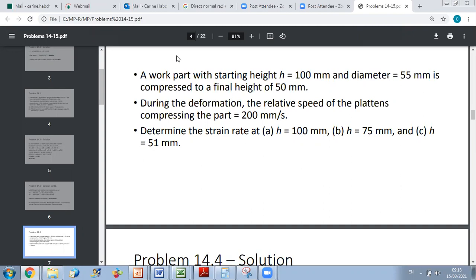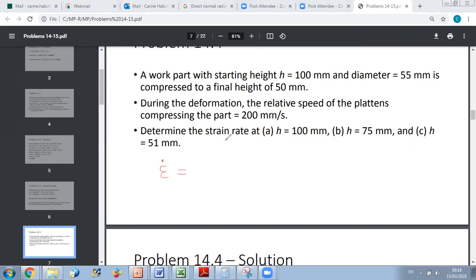First, by definition, how do you calculate the strain rate? The strain rate epsilon dot for a certain part is equal to, if you want, the approaching velocity of the tool.